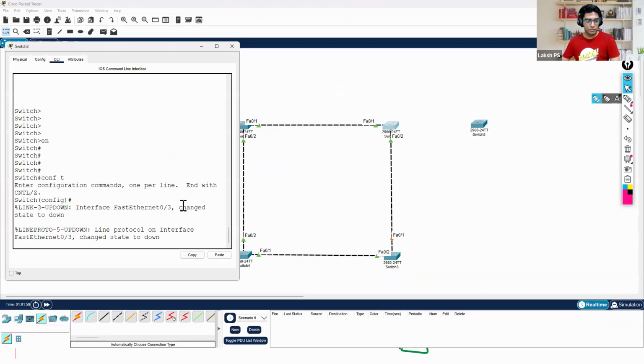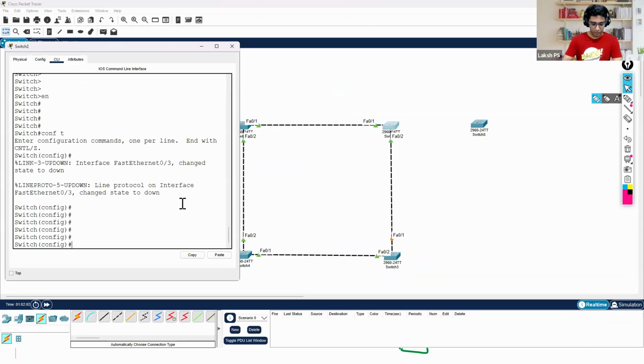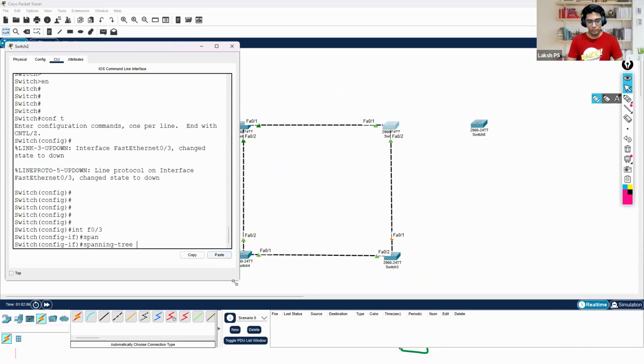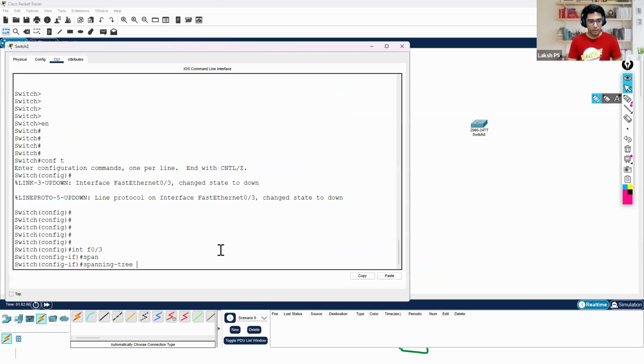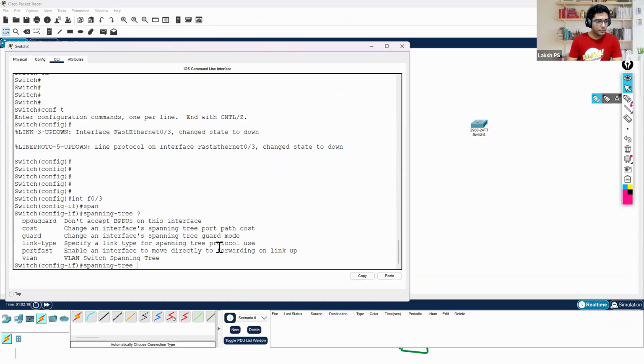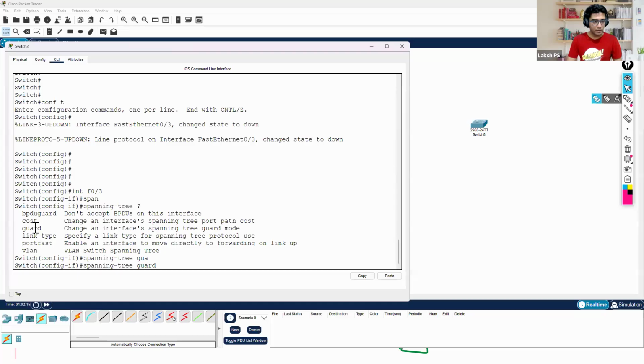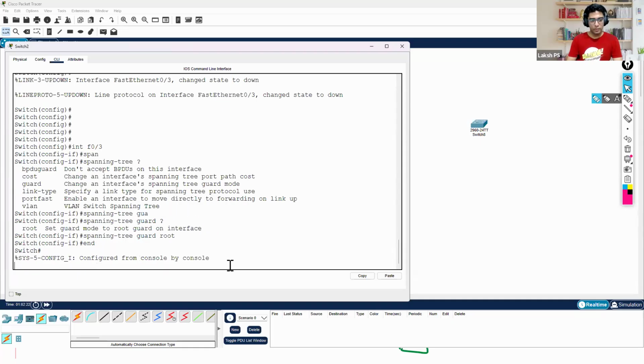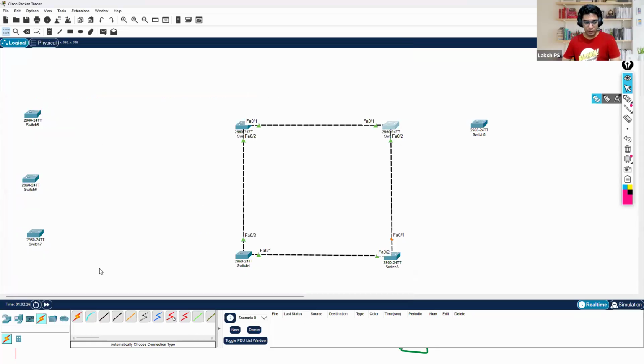Now on FastEthernet 0/3 over here, interface FastEthernet 0/3, the exact command is spanning-tree guard. You can see spanning-tree guard, then again question mark, root. Spanning-tree guard root. So now let me connect switch 8 to the FastEthernet over here.